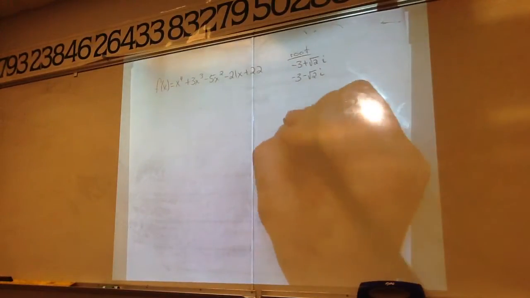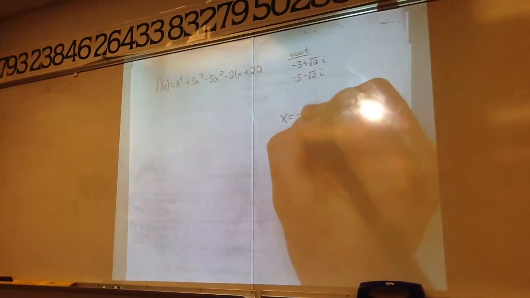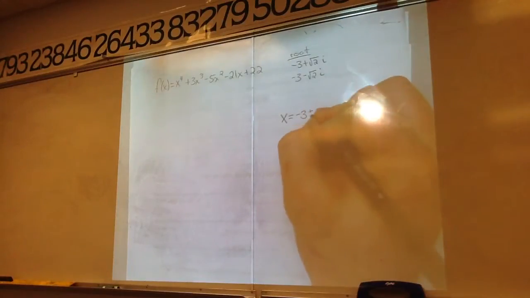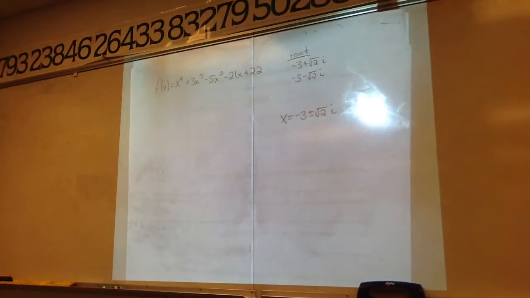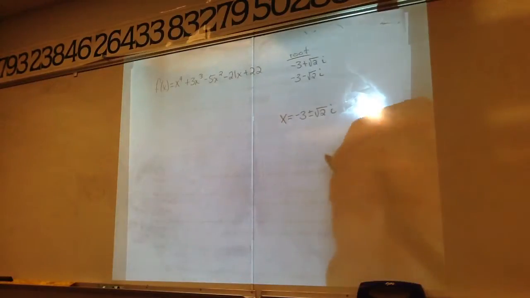So x equals negative 3 plus or minus the square root of 2i. This one's hard. How about you solve it first? What do you do now? Add 3 over to the other side first. Good job.